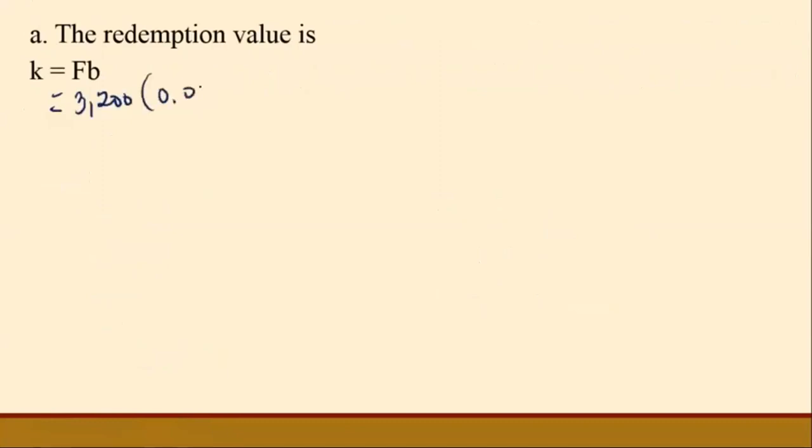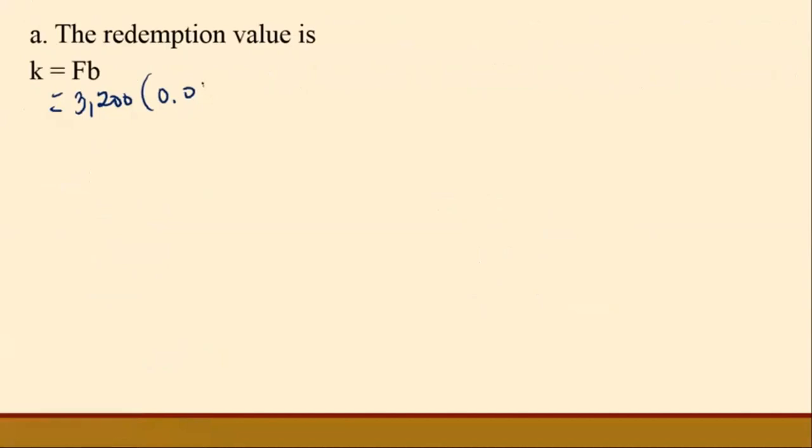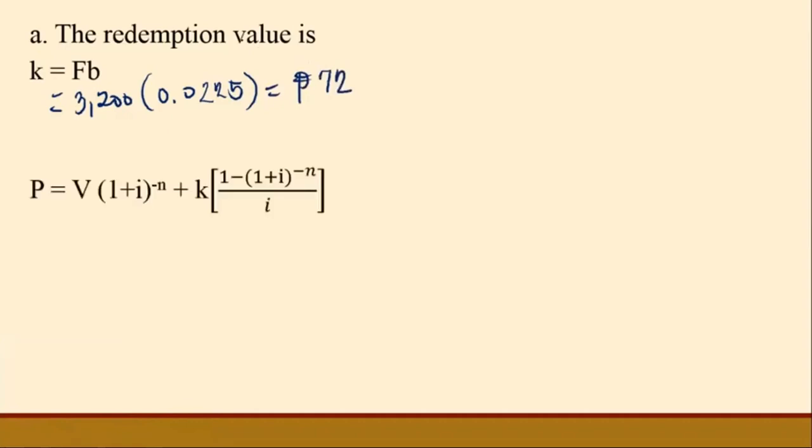All right. So for letter A, the redemption value is 3,200 times 0.0225. Okay. Wait lang. Let us fix that. Okay. So this is equal to 72 pesos. And then the coupon payment is 72. And then we have the price of the bond.